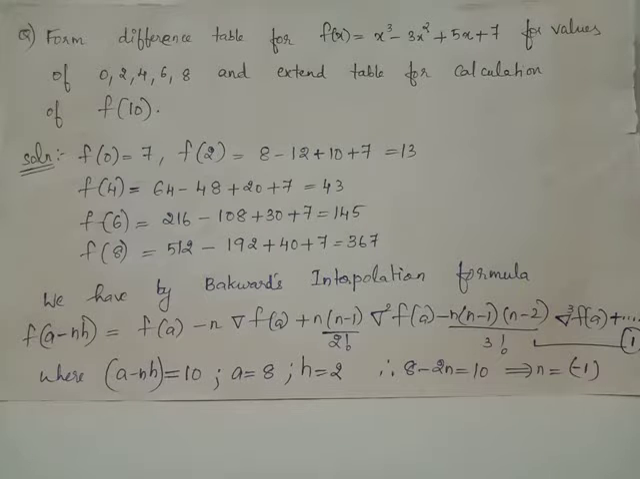Since input value x equals 10 is nearest to the last input value x equals 8, the process involved in calculation of value of f of 10 is extrapolation here. Since we are extrapolating output value for an input which is immediately after the last input value x equals 8, we can make use of backward interpolation formula here. First, let us find out outputs corresponding to the input values given.